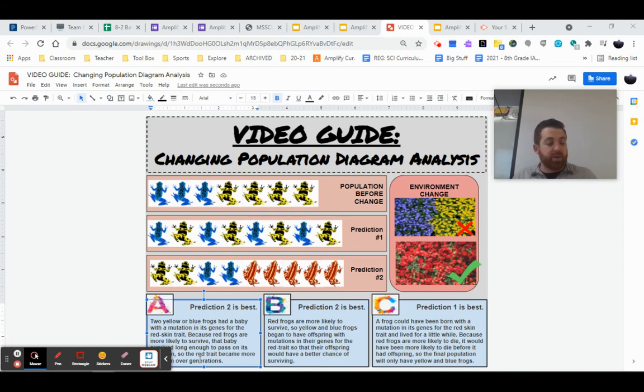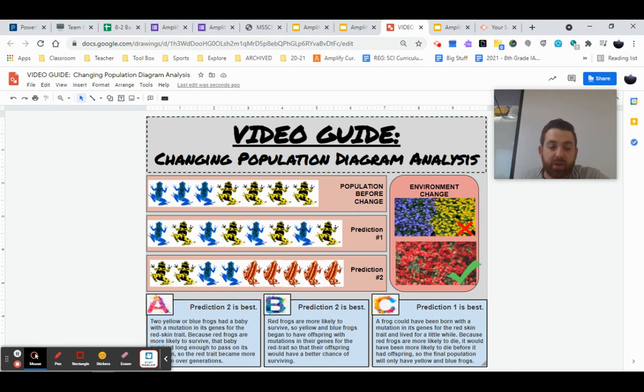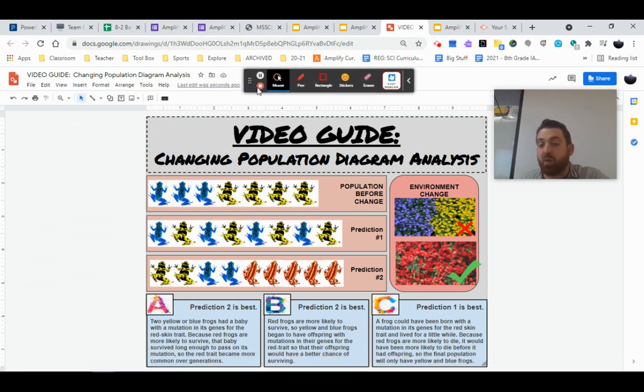Hey everybody, Mr. Regan here, and today we're going to be looking at a unique question that deals with a changing population and making predictions with that population based on what you think will occur. With these types of questions, we're going to have a starting population, and this population is going to have some unique traits. In this case, we have yellow and blue frogs, and we have this population before a change in their environment occurs. And what we're going to do is try to predict how this population will change over many generations based on what happens in the environment.